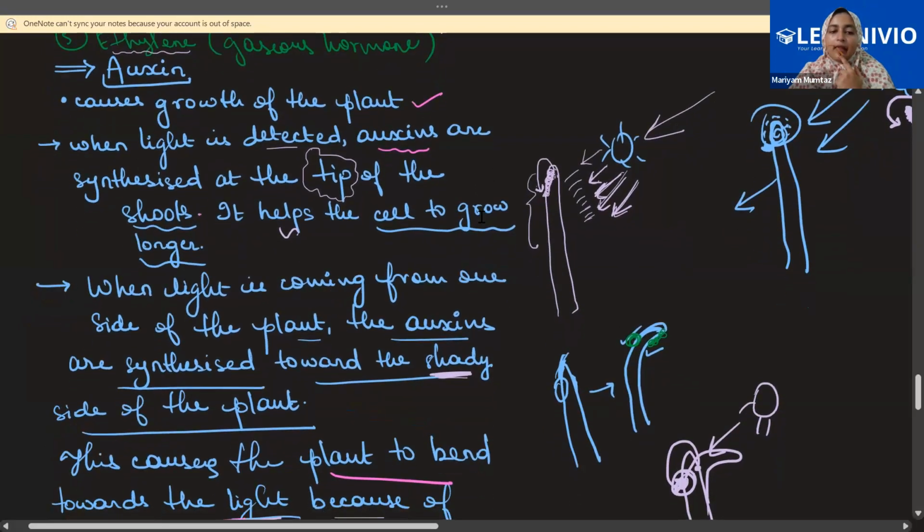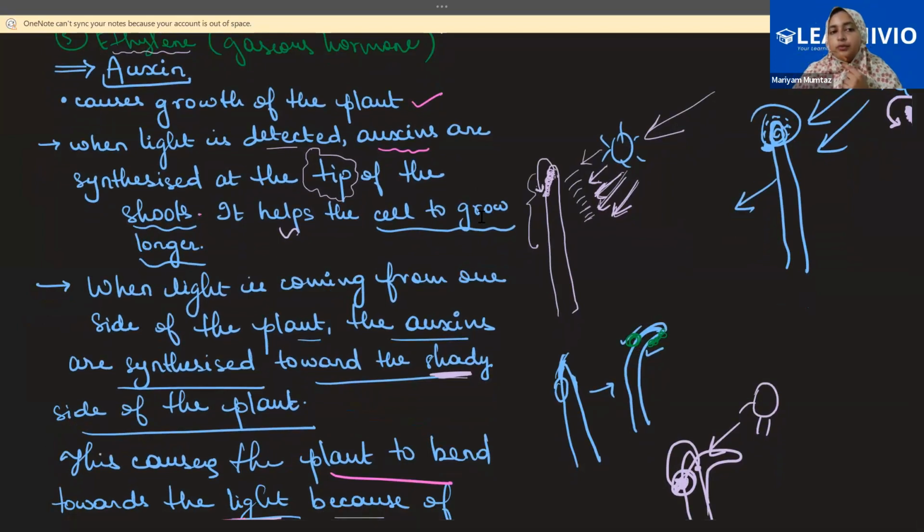Now, talking about auxin. See, auxin is that very important hormone of the plant, which is responsible for causing the growth of the plant. So whenever the plant grows taller, it is because of the auxin, that is the hormone which is released in it.